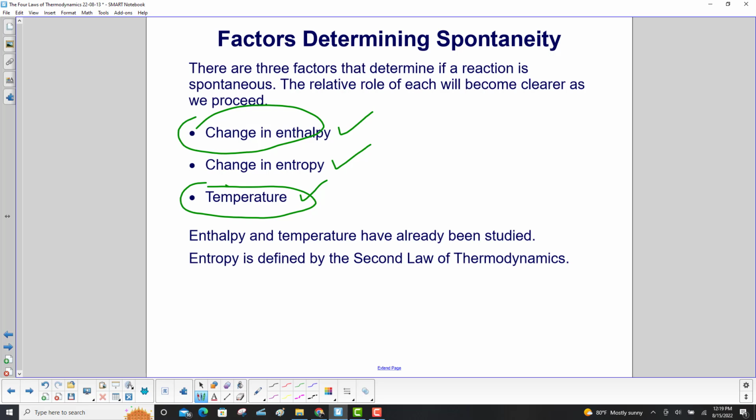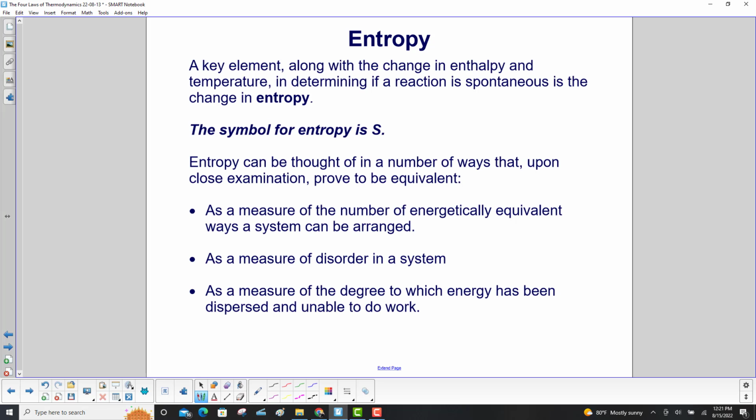Entropy is defined by the second law of thermodynamics. A key element, along with the change in enthalpy and temperature, in determining if a reaction is spontaneous is the change in entropy. The symbol for entropy is capital S. Entropy can be thought of in a number of ways that, upon close examination, prove to be equivalent.